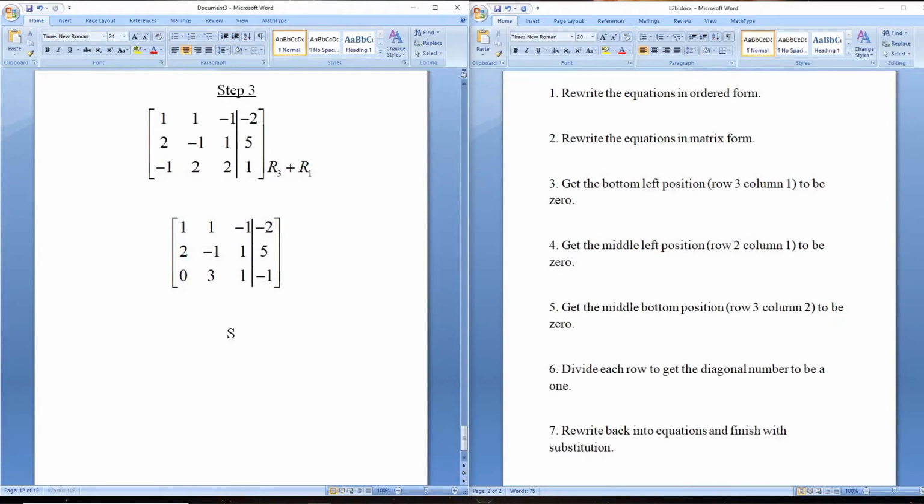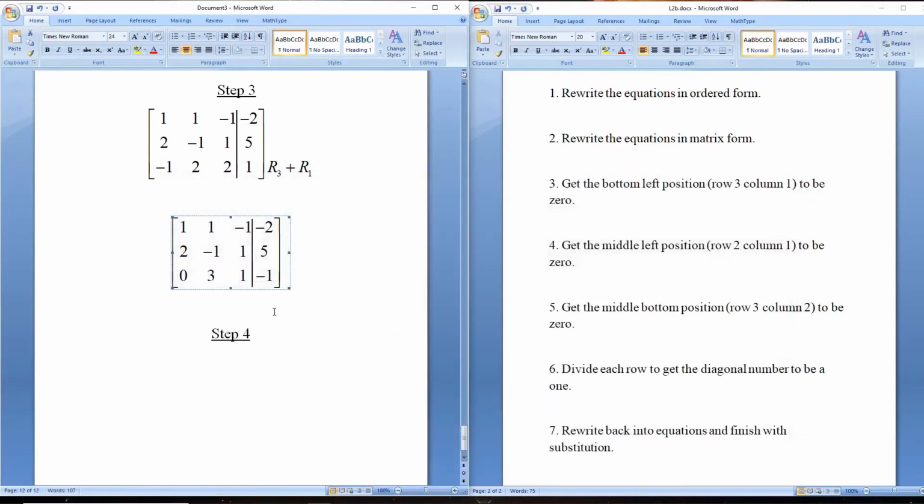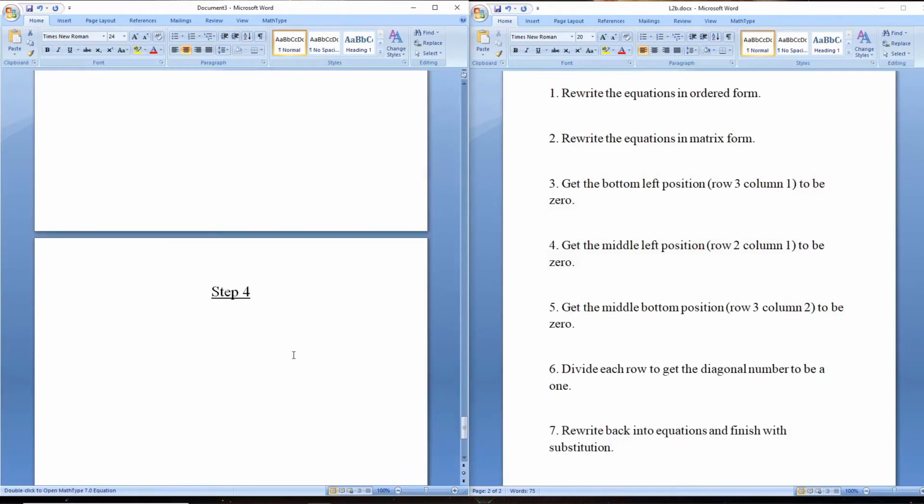So let's check out the next step. Our next step here, step 4, is get the middle left position to be a 0. And that specifically means row 2, column 1. So row 2, column 1 is this number here. So the next thing we want to do is to get this 2 to be a 0. So how can we do that?